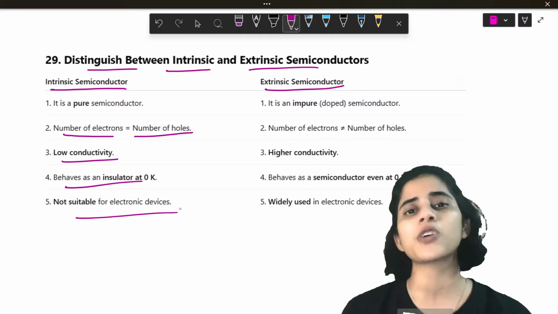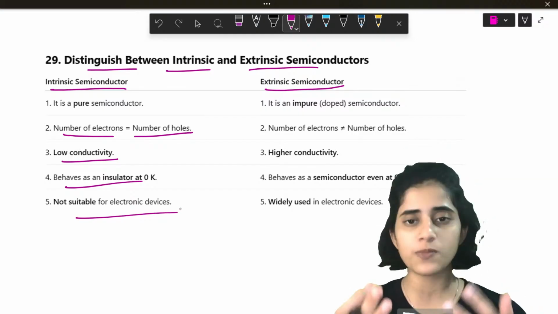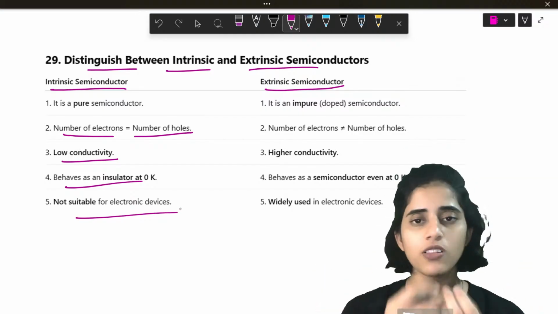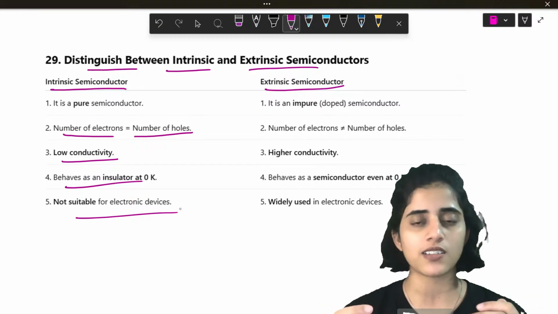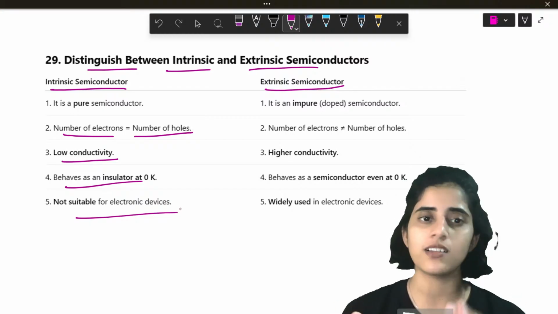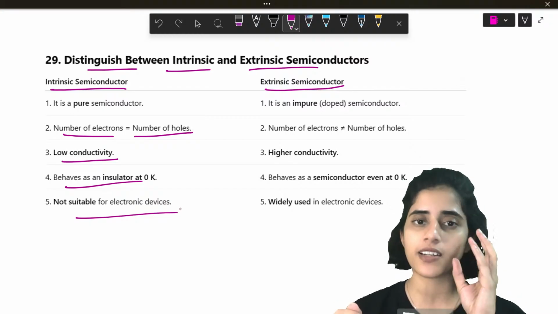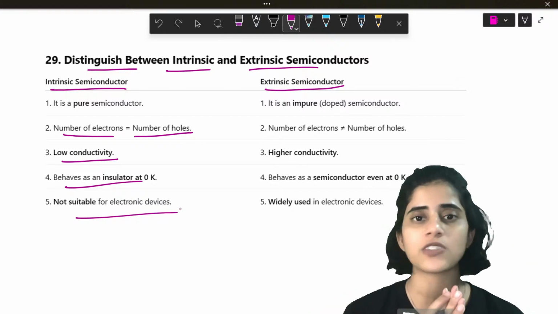How does an electronic device work? How does my laptop work? There's current passing through all the circuits and all that. But if my laptop is made out of plastic, current cannot pass through because it's an insulator. Similarly, intrinsic semiconductor is a material that does not allow a lot of electricity to pass through. So it is not suitable to make electronic devices.